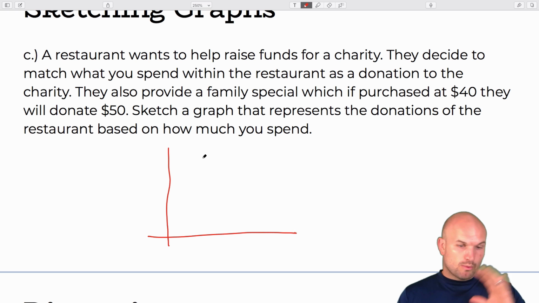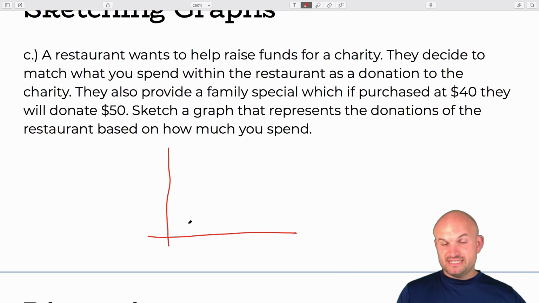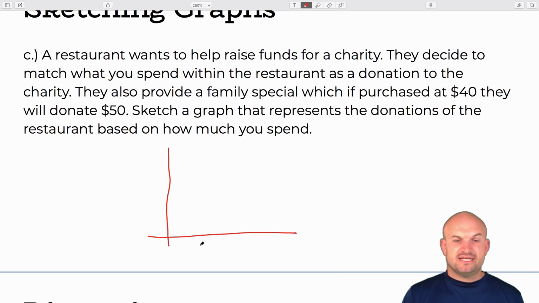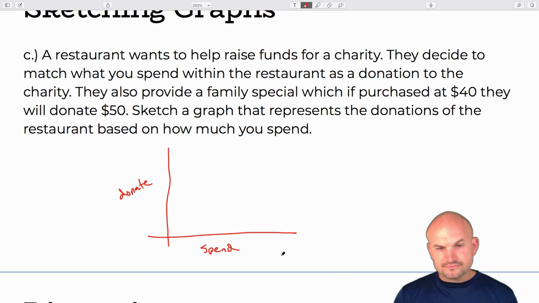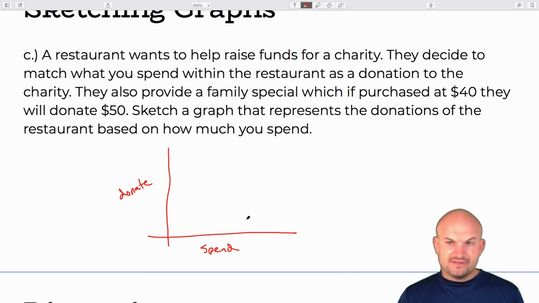So again, we need to determine what should be the independent variable and what should be the dependent variable. The independent variable in this case is going to be how much money you spend. And then this is going to be how much money they donate, right? So if you spend $5, get something cheap, then they're going to donate $5, right? However, at $40, they're not going to donate $40.